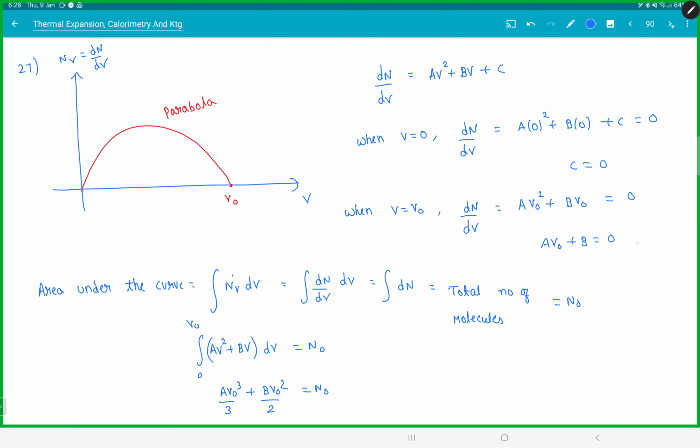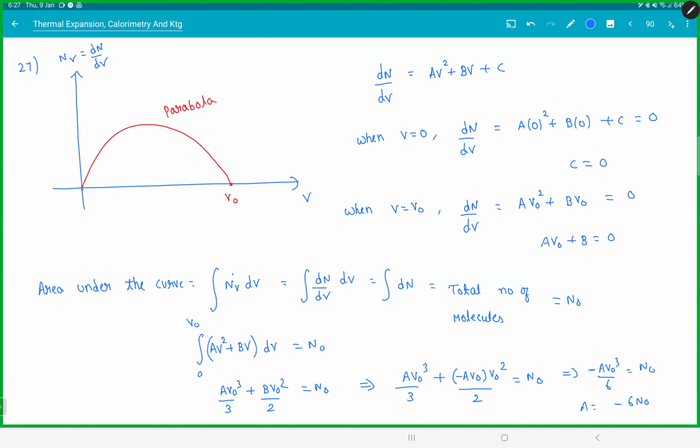And from here, I already got av naught plus b is equal to 0. Take this from here and substitute here. How much will this be? I will substitute the value of b there. So this would be av naught cubed by 3 plus, b is minus av naught, so minus av naught into v naught square by 2 is equal to n naught. That will be v naught cube, v naught cube. That will be minus av naught cube by 6. There. So the value of a is minus 6 n naught by v naught cube.